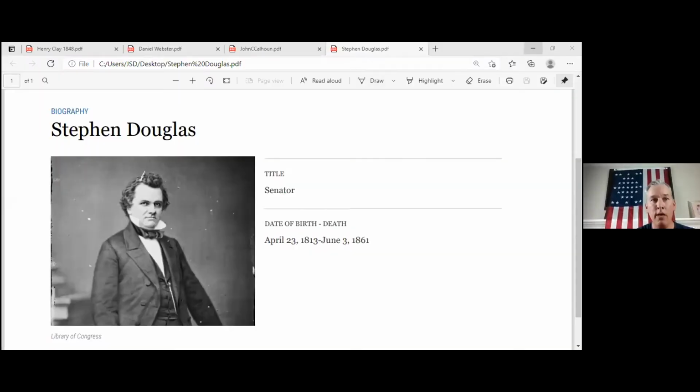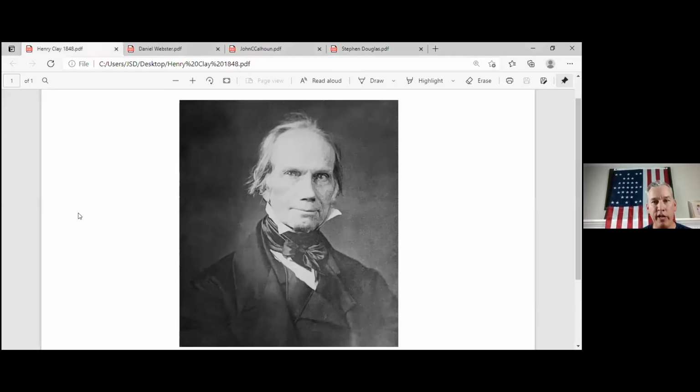I am going to attempt to share my screen and show a picture of Henry Clay. Bear with me, if you will. So that is not Henry Clay, as you can see, but this is Henry Clay. So Henry Clay was a powerful politician from Kentucky, the same state that Lincoln was born. He was a Whig, W-H-I-G.